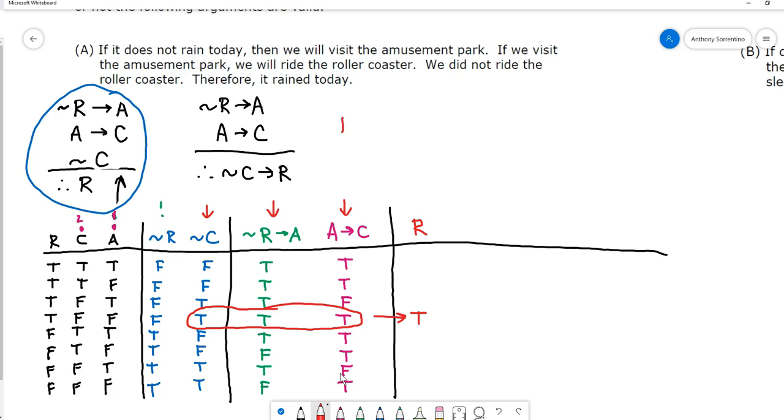So this argument is valid. So if it doesn't rain, then we visit the amusement park, and then if we visit the amusement park, we'll ride the roller coaster. If we did not ride the roller coaster, then it had to rain. If these are the conditions, and I'm accepting those first conditions to be true, that has to be the case.